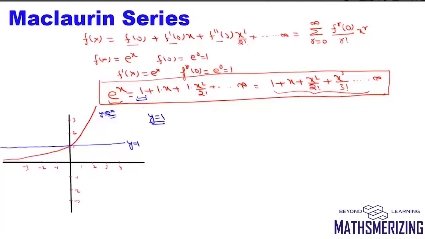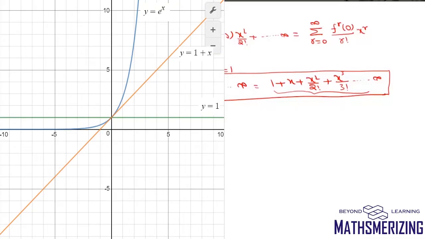So I'll include the second term also, and now I'll draw this function, which is y = 1 + x. Now y = 1 + x is a straight line inclined at an angle of 45 degrees and passing through (0, 1). So if I draw this line, it's now my second approximation of e^x. Now here, the value at 0 is 1 and the derivative at 0 is 1.